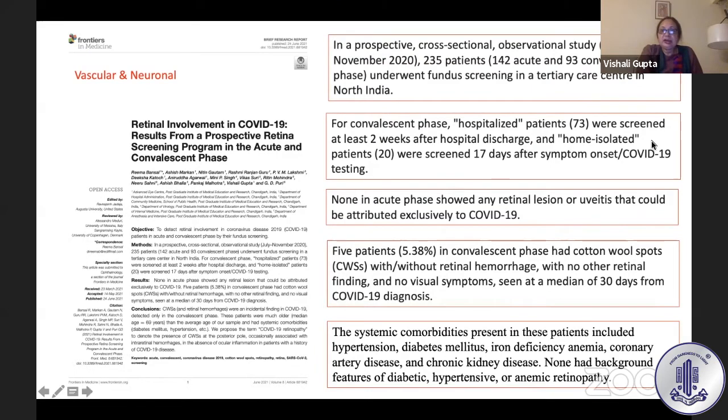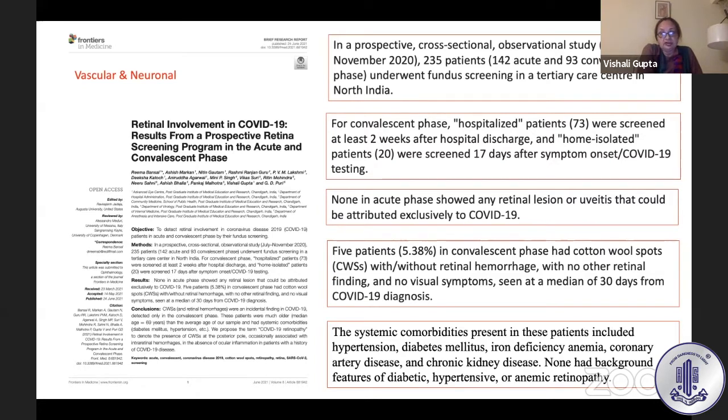When we talk of vascular and neuronal changes, we did a prospective, cross-sectional trial where we went to the COVID ICU where our COVID patients were, and screened them, doing whatever the requirements were. Then we followed them up during the convalescent phase. The hospitalized patients, 73 of them, were screened 2 weeks after discharge, and home-isolated patients were screened 17 days after COVID testing.